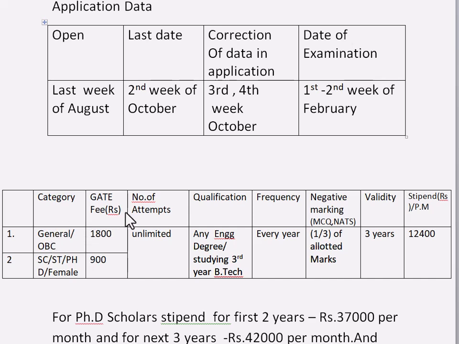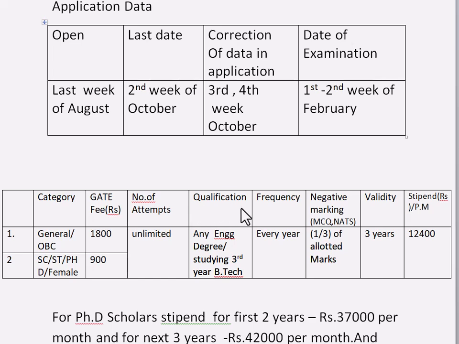And the fees for this examination category wise is like this. For general category and OBC, the GATE fees is 1800 rupees, and whereas for the others, that is SC, ST and physically handicapped, and for female the fees is 900 rupees. And the number of attempts allowed to write the GATE is unlimited for all the categories.